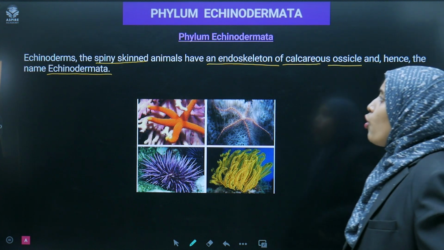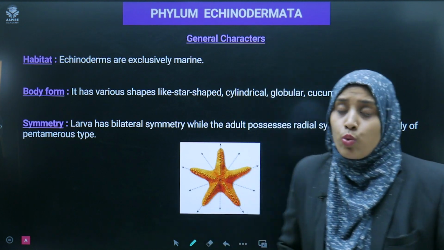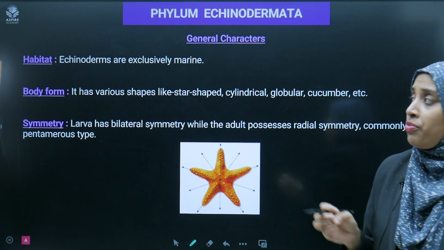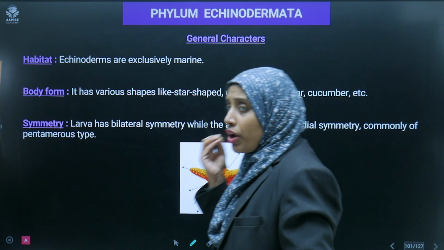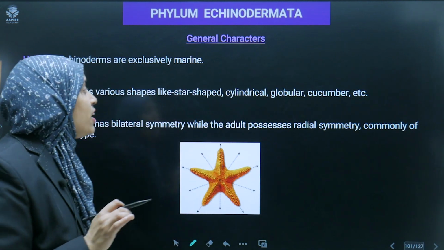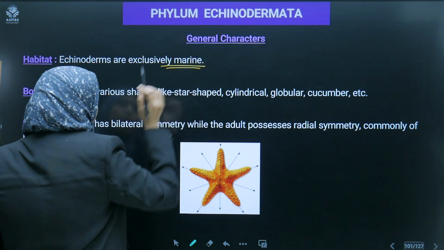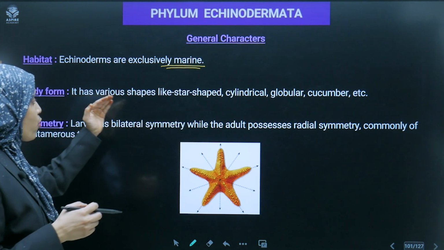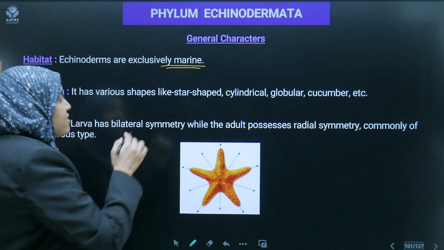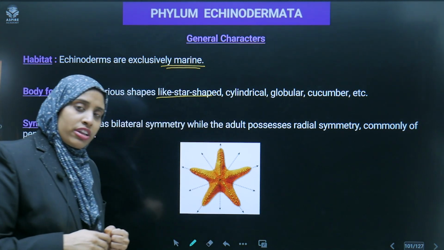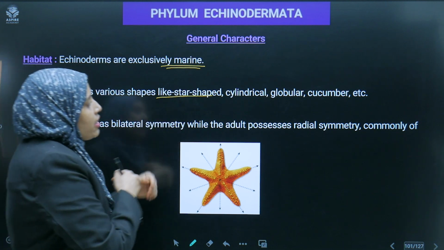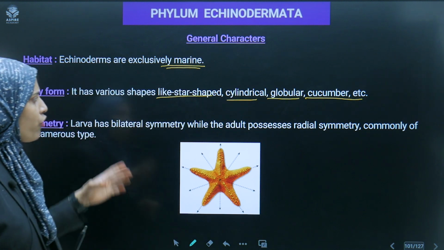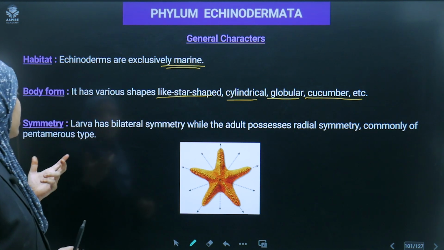Now we'll see where they are found. Mostly they are marine. About the habitat, echinoderms are exclusively marine; they are found only in marine habitats. Next, what is the body form? It has various shapes. They can be star shaped, or cylindrical, globular, or even cucumber shaped. So you can see various shapes.